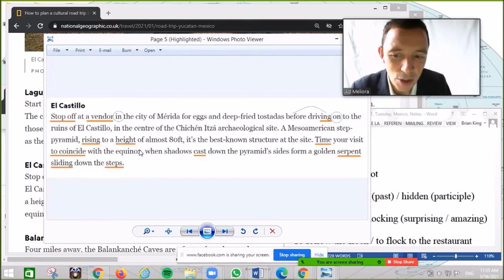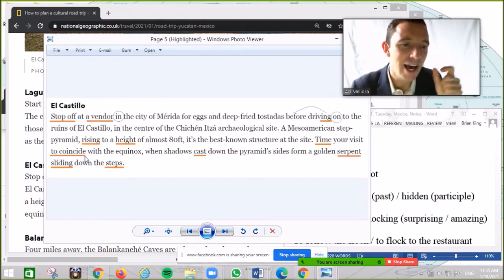To time your visit, to coincide, just the pronunciation, to coincide. Okay, so the verb is to coincide, and the substantivo is coincidence. It's a coincidence. So pronunciation, coincide and coincidence.